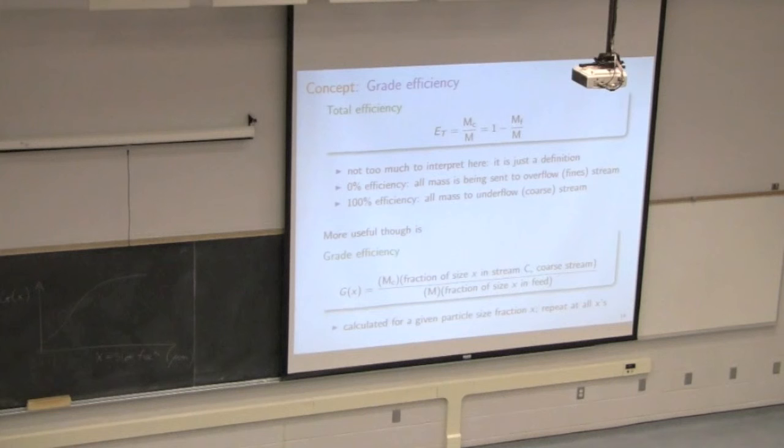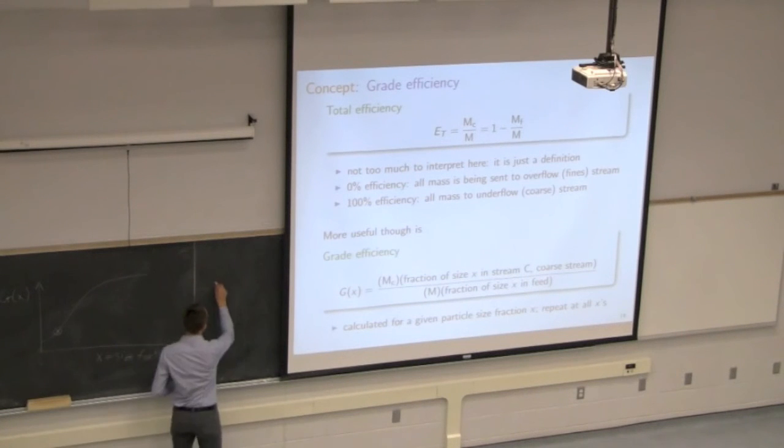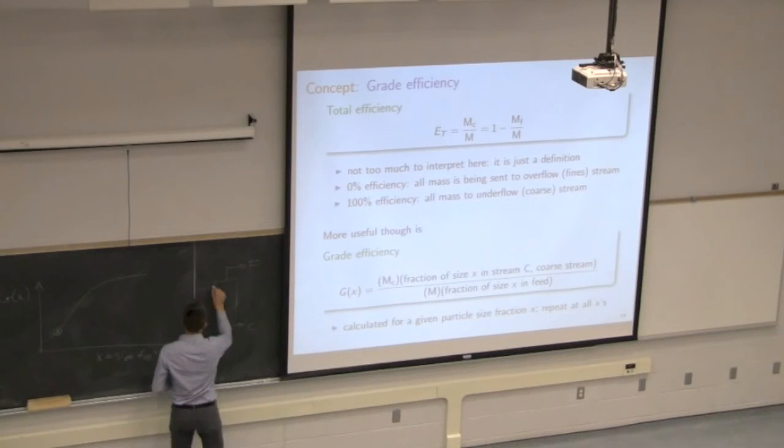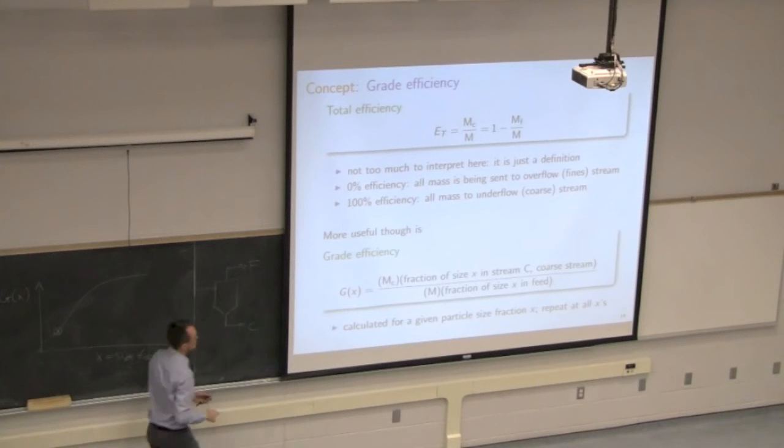What we're going to do is pick a value of size fraction. Let's take 5 microns as an example. Find the mass fraction of size 5 microns in the coarse stream. So what percentage of the material leaving in the coarse stream is 5 microns?